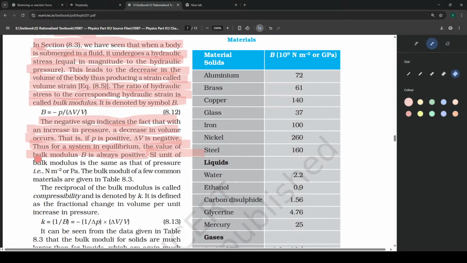The SI unit of bulk modulus is the same as that of Young's modulus as well as rigidity modulus or shear modulus. It is Newton per meter square, or Pascal. The bulk modulus of a few common materials is given in the table on the right.